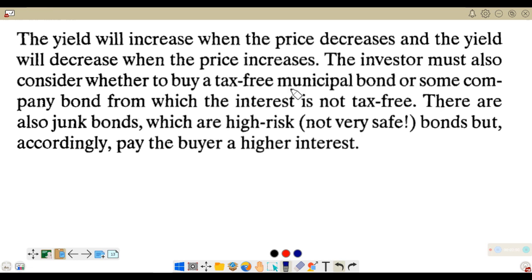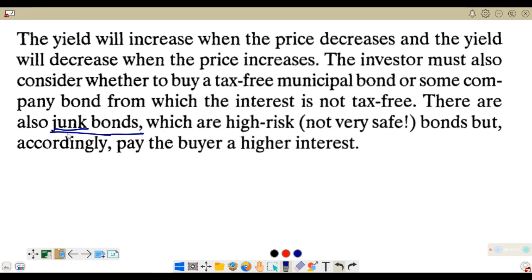So the investor must also consider whether to buy a tax-free municipal bond or some company bond from which the interest is not tax-free. So usually kapag ka federal, pag government, it is tax-free. And then kapag ka private company bond, it is not tax-free. Tapos may mga tinatawag din tayong junk bonds. But from the word itself, di ba medyo intimidating na siya kasi junk, parang nakakatakot. These are high risk.